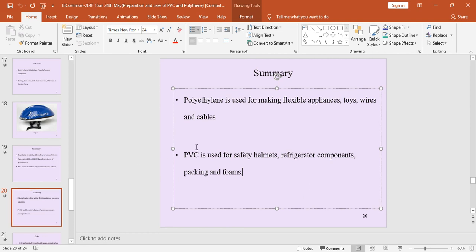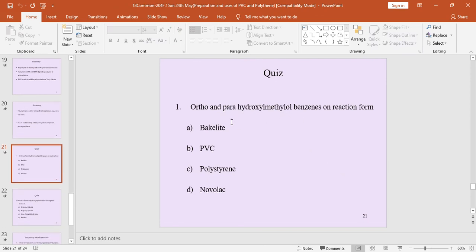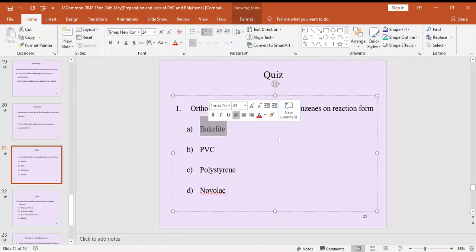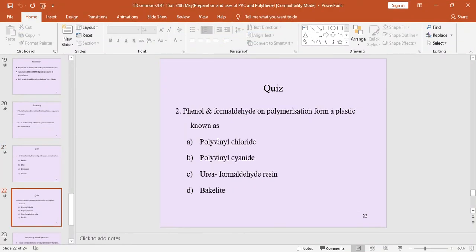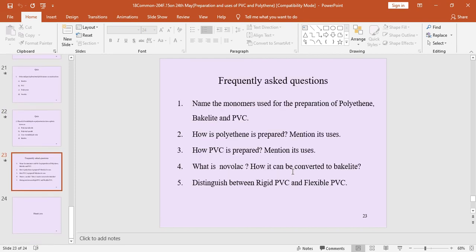These are summary points. Next, quiz questions. First question: ortho and para hydroxymethylol benzene react to form bakelite. We already discussed this in the last class. Next, phenol and formaldehyde on polymerization form a plastic known as bakelite.